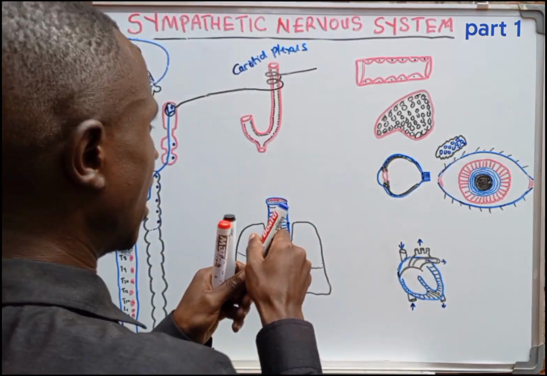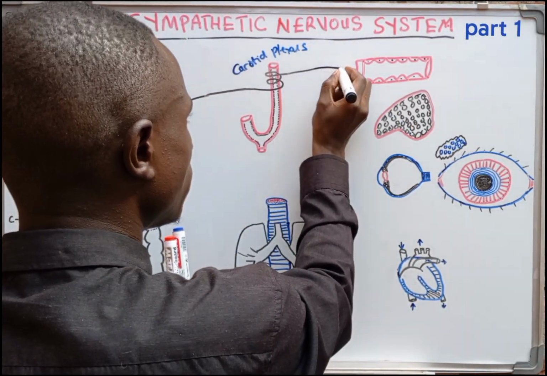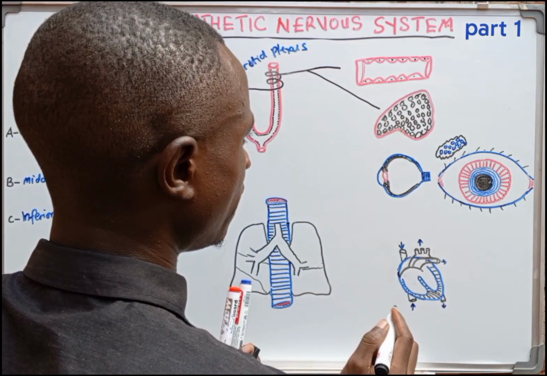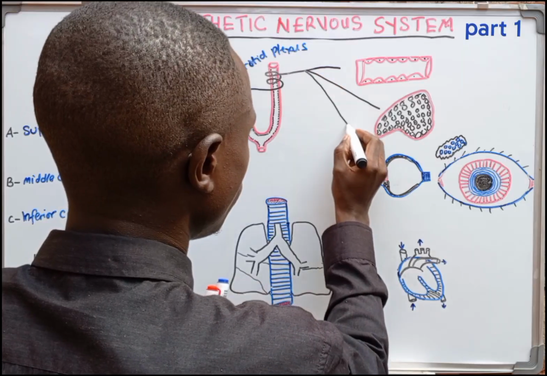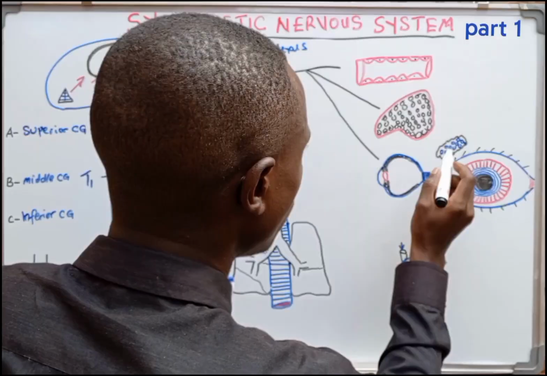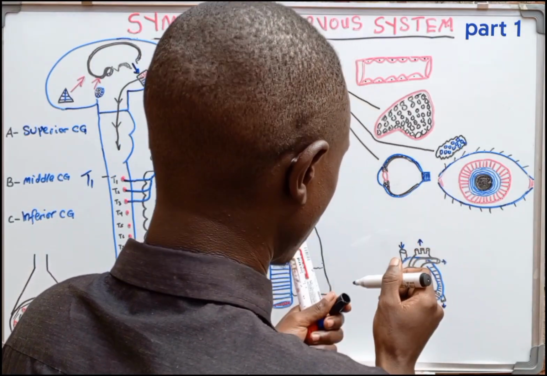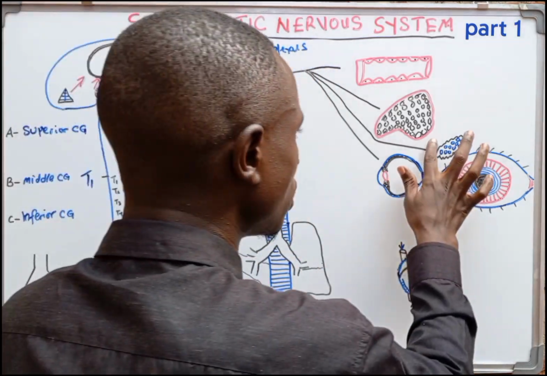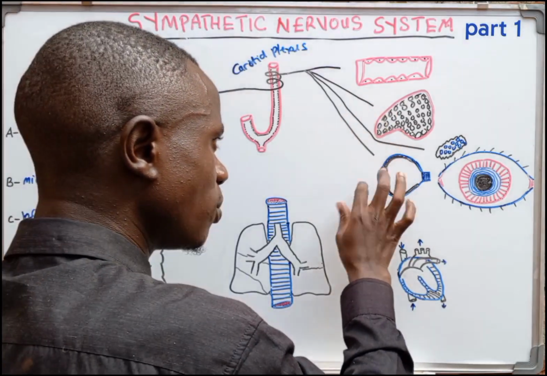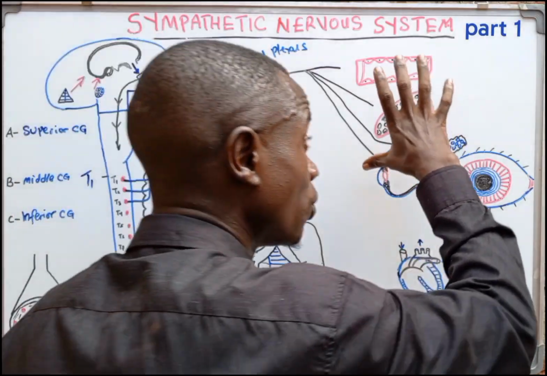Okay. Now, we are going to see a branch going to the blood vessels. You can even see a branch going to the salivary glands. We're also going to see a branch going to the eye, and another branch going to the lacrimal glands. So now we want to see what is going to be the effect of the neurotransmitters released by these postganglionic motor fibers of the sympathetic nervous system on these structures.